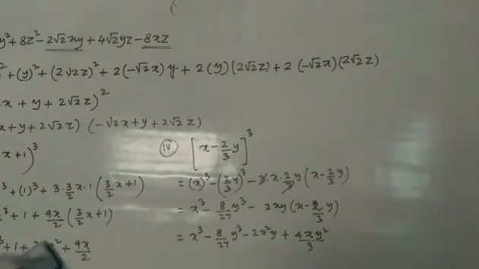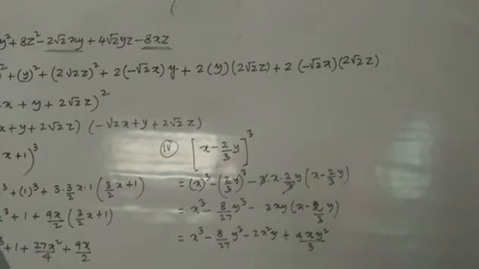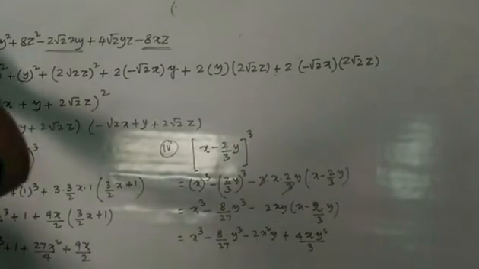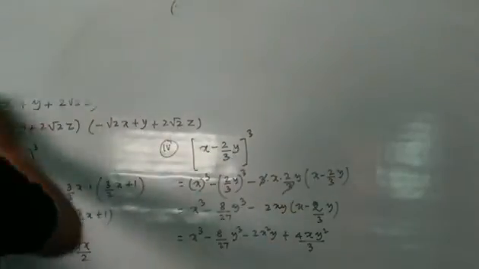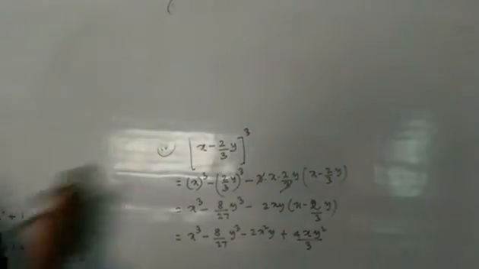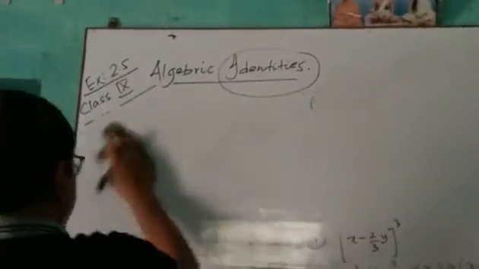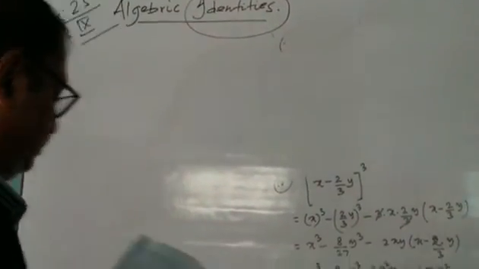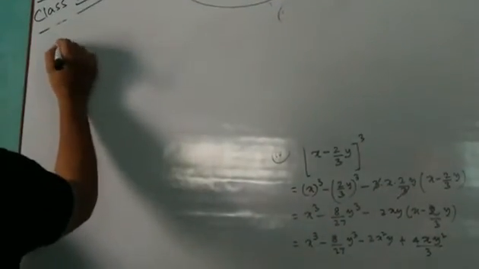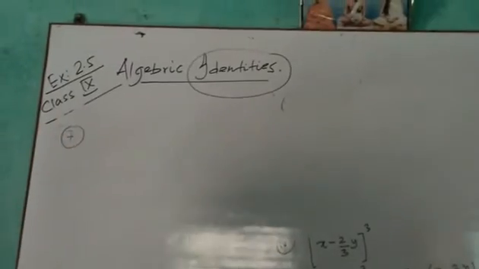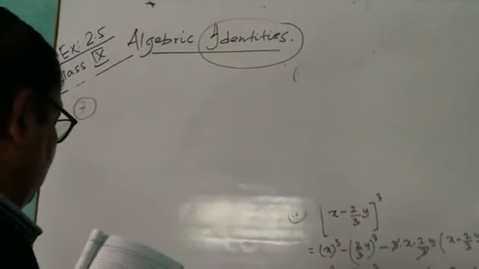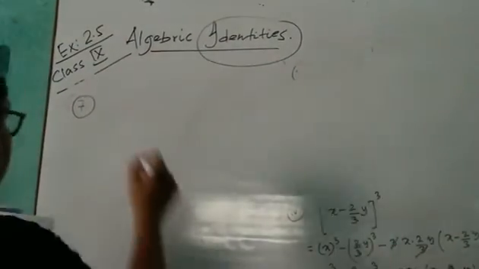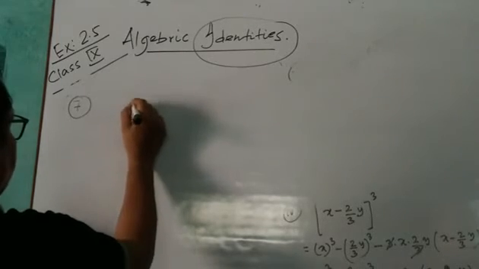In this way, up to question number 6 we have seen, students. Now question number 7 we will discuss. Evaluate the following identities. Very simple.